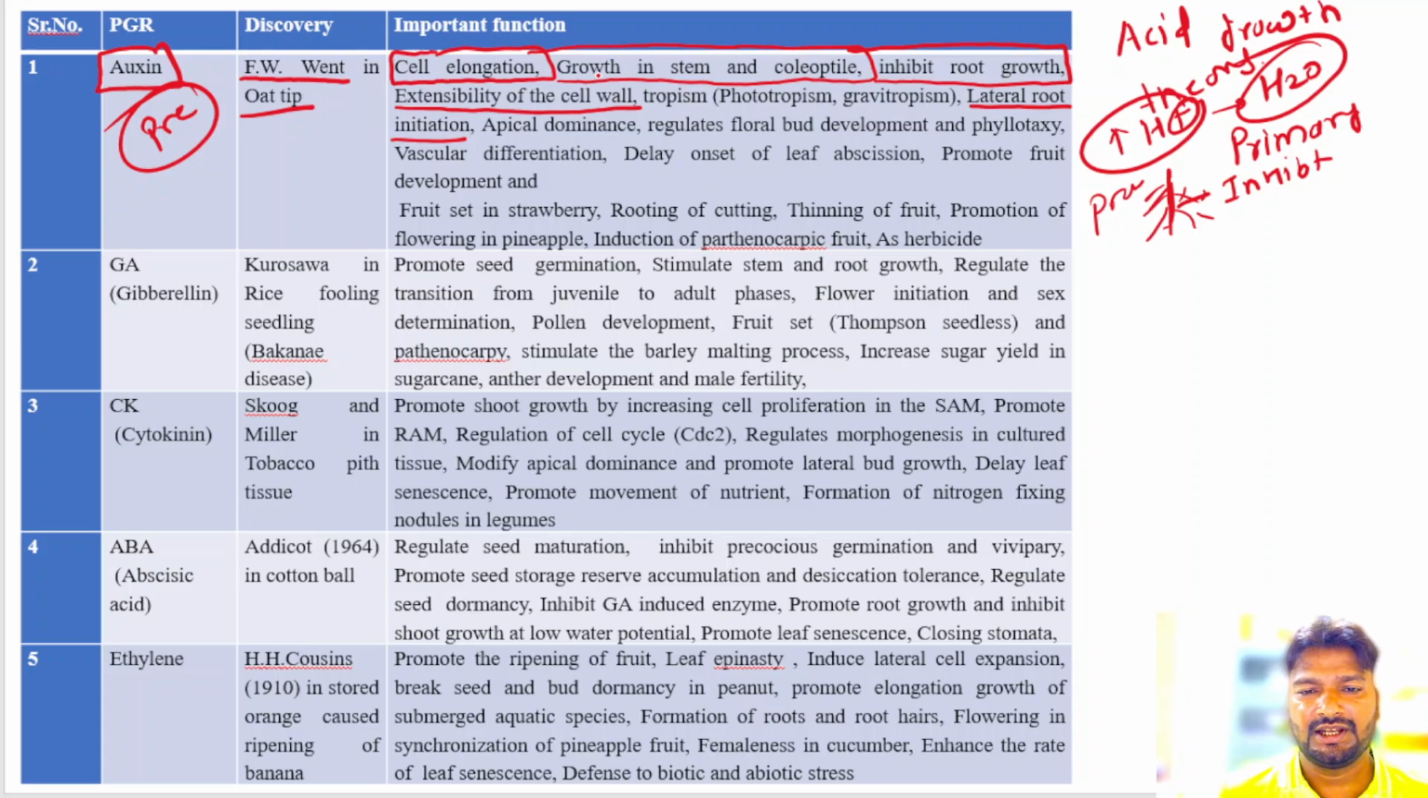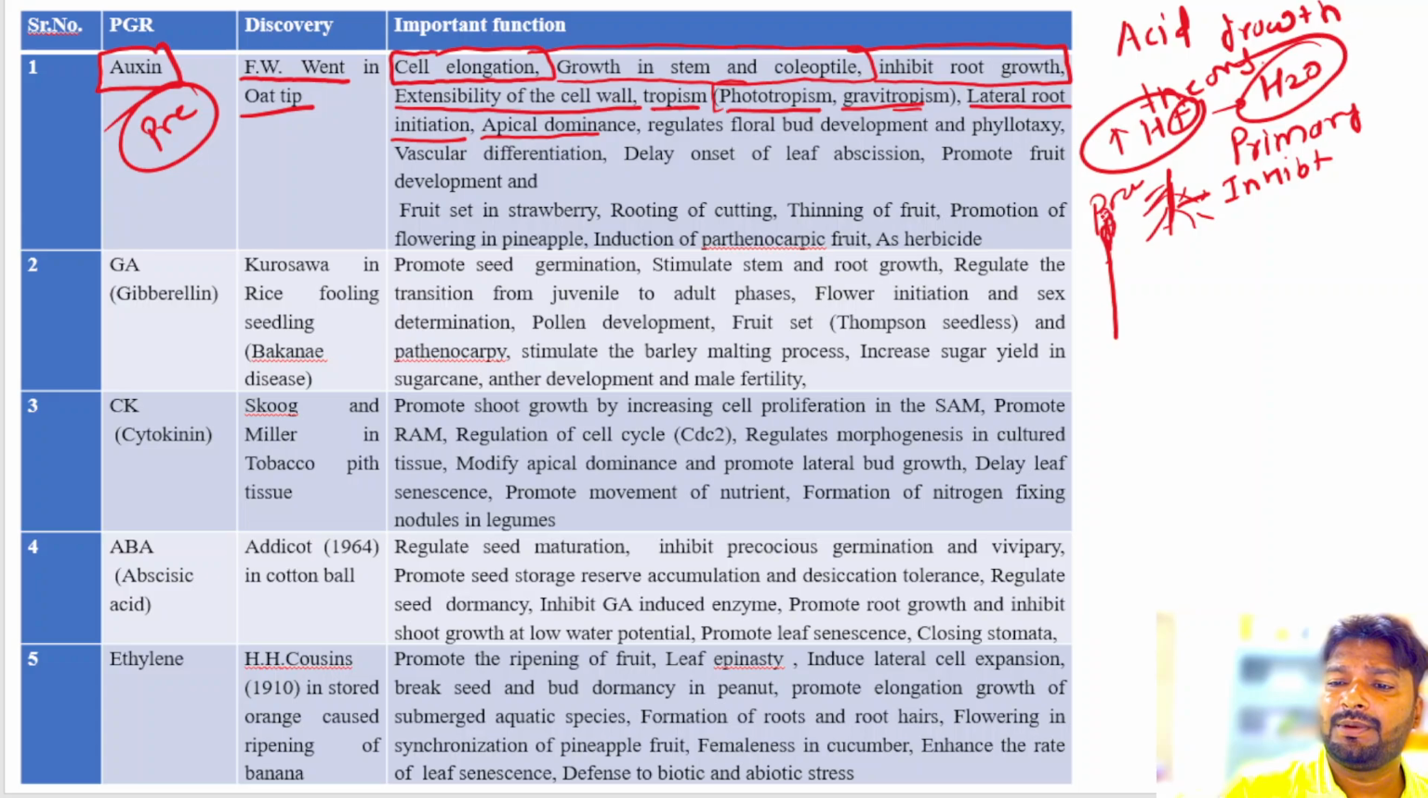So this auxin has an important role in the extension of the cell wall. It also regulates the tropisms, mostly phototropism, where its discovery was made by F.W. Went, and gravitropism. Okay, then apical dominance. This is one of the important functions of auxin, apical dominance. Apical means the apical part of the plant, meaning it increases the apical growth of the plant.